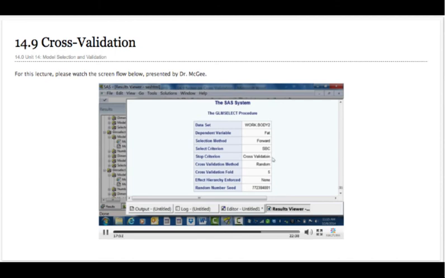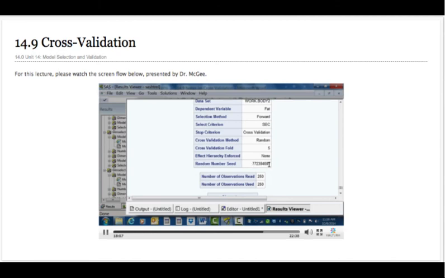The stop criterion is cross-validation. We already talked about that. It's a random cross-validation. There are other ways to split up the data set, but I chose random with 5 folds, and we can keep going. It gives me a random number seed, and that's so that if I want, I can recreate this analysis by putting this particular seed into the random number generator.